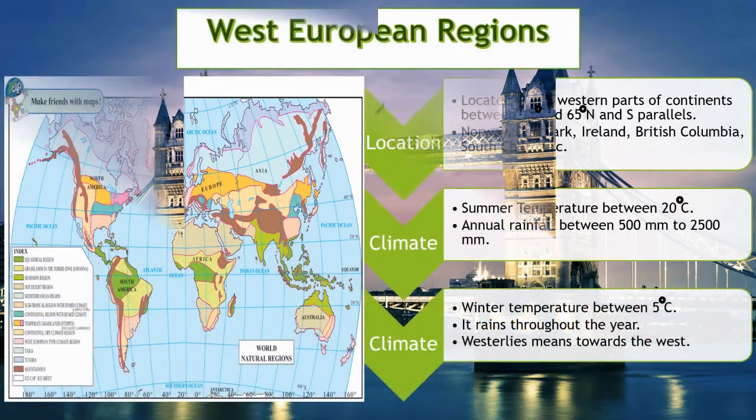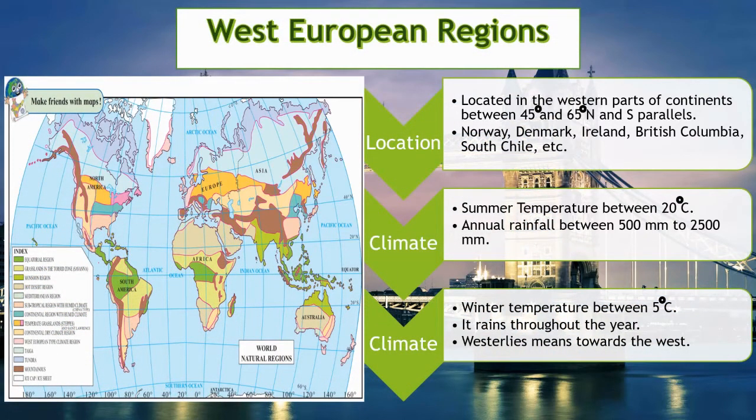The next region we are going to talk about is the West European regions. This region is located in the western parts of the continents between 45 degrees and 65 degrees north and south parallels of latitude. The West European regions can be found in Norway, Denmark, British Columbia, South Chile, New Zealand, etc.